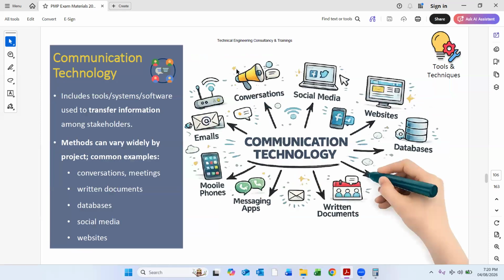Communication technology: we are using social media, messaging apps, WhatsApp, emails. We have databases. We have social media, Facebook, X, LinkedIn, emails, websites. These are all used as communication technology. These are all technologies where we communicate.